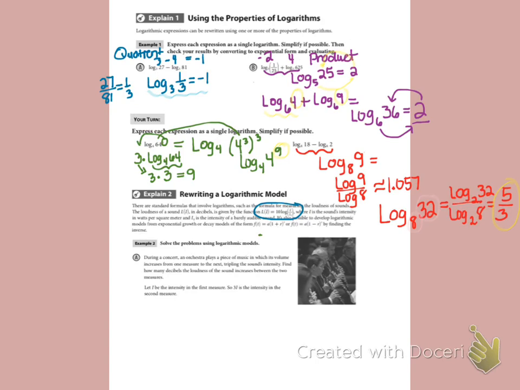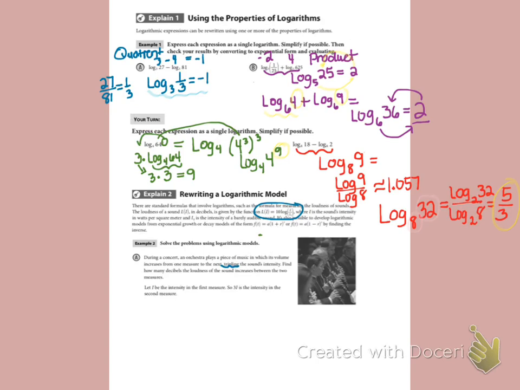So let's first look at this example of this concert and the sound level at the concert. So during a concert, an orchestra plays a piece of music in which its volume increases from one measure to the next, tripling the sound's intensity. Find how many decibels the loudness of sound increases between the two measures.